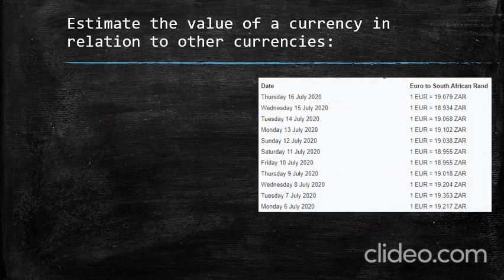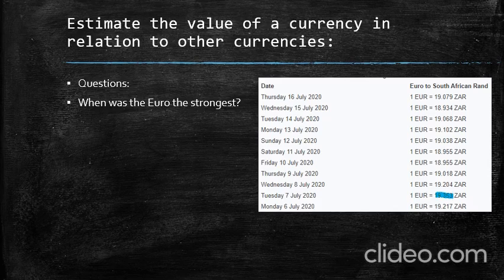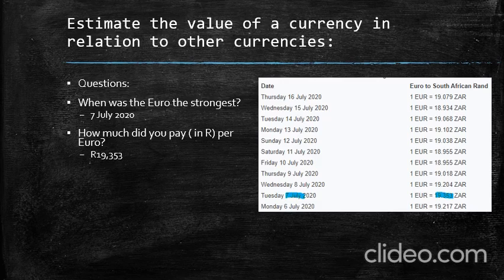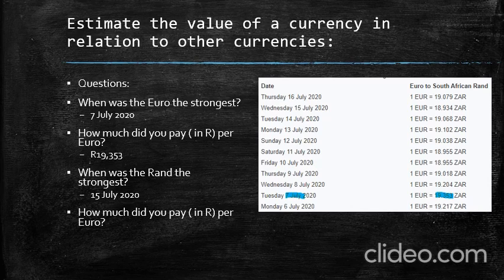So if we look at something like this, now instead of having it in a graph format, we have it in a table format. They can ask the same questions. When was the euro the strongest? So now we're going to look for where the euro has the highest value, which is going to be 19,353. But the question was when, so the answer is going to be 7 July 2020. How much did you pay in rands per euro? And that's the 19,353. When was the rand the strongest? Now we look for the lowest point, which is the 15th of July. And how much did you pay in rand? And that was going to be 18,934 rands.